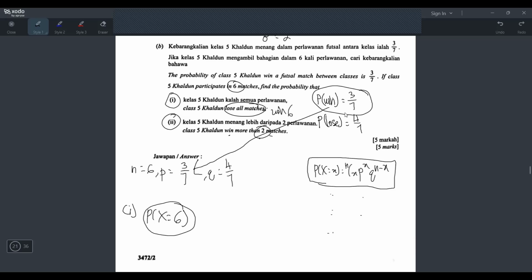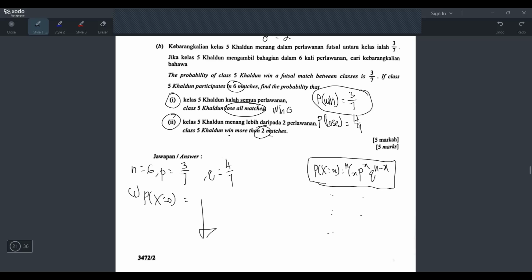All right. But what if some students want to make 4 over 7 the P? It can also be done. But if you make lose the success, then you have to do P(X = 0). Oh my God. Wait. Let me explain one more time. Mistake. Okay, if they say lose all matches, what does it mean? It means win 0. Because lose all matches means lose all 6 matches, right? It means win 0. So if I make 3 over 7, the winning probability, the probability of success, it means later I have to do P(X = 0).